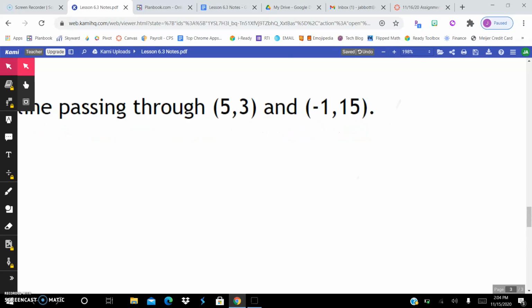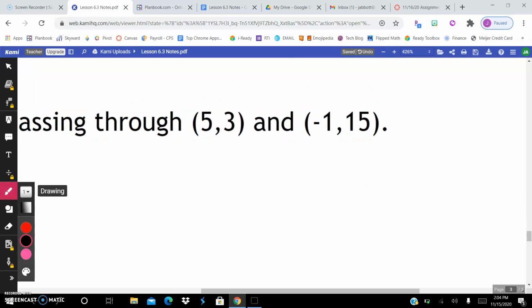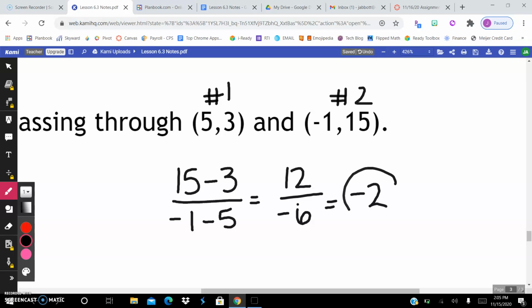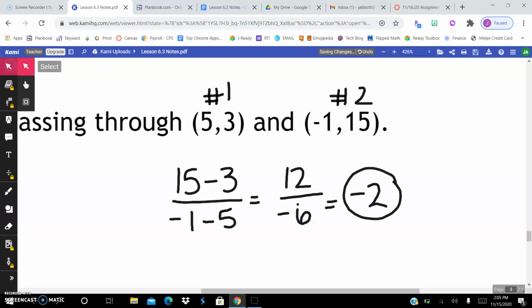The next one is 5, 3, and -1, 15. So again, I'm just going to number, these are my 1s, these are my 2s. So y out of that second is 15 minus y out of the first is 3. X out of the second is -1 minus x out of the first is 5. Simplify, 15 minus 3 would be 12. -1 minus 5 would be -6. Positive divided by negative is going to be a negative, and 12 divided by 6 will be 2. So my slope of this line is -2.